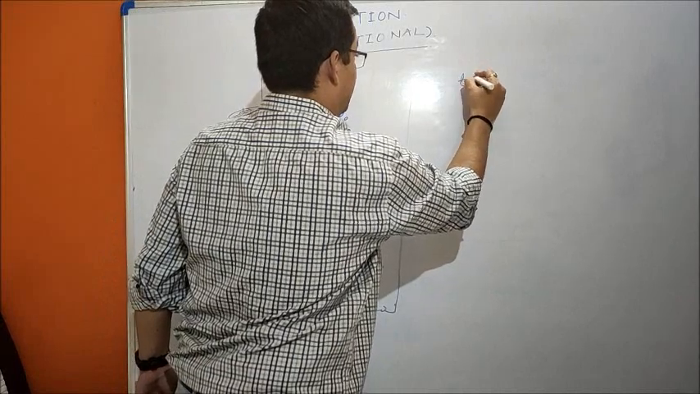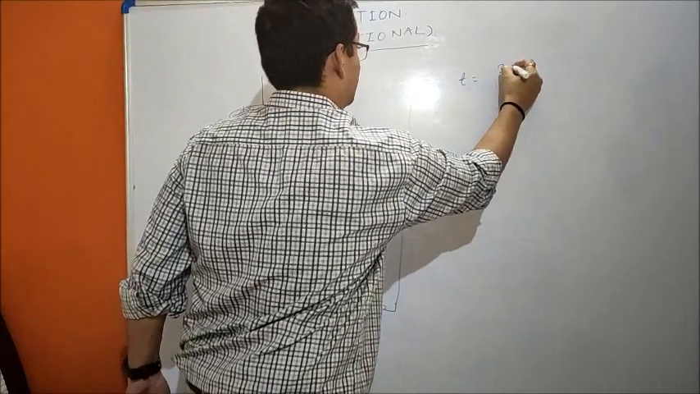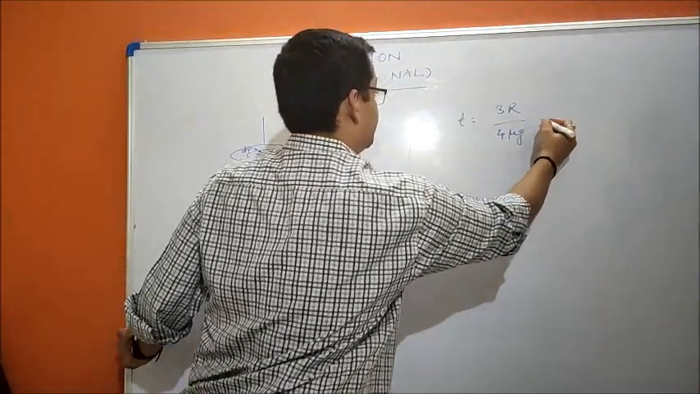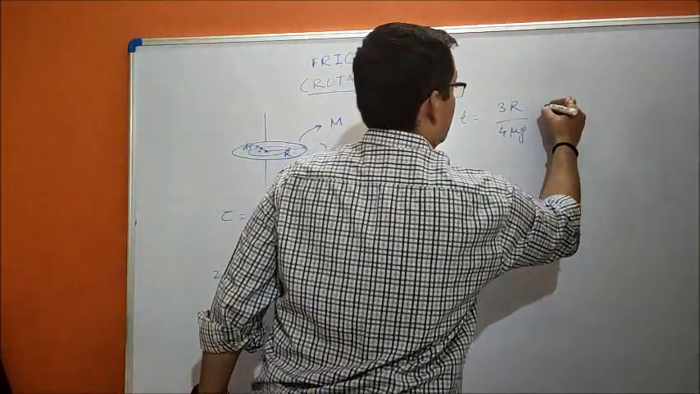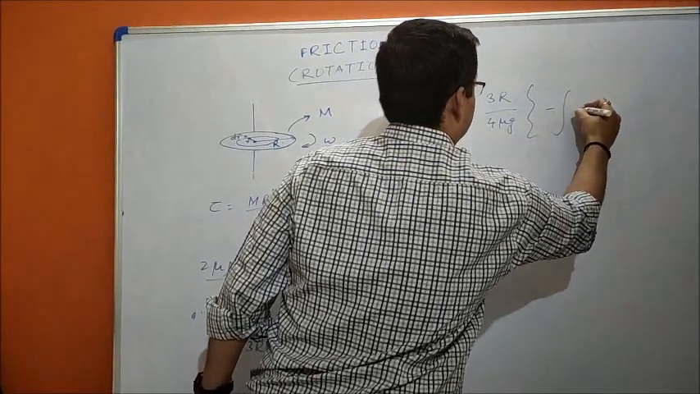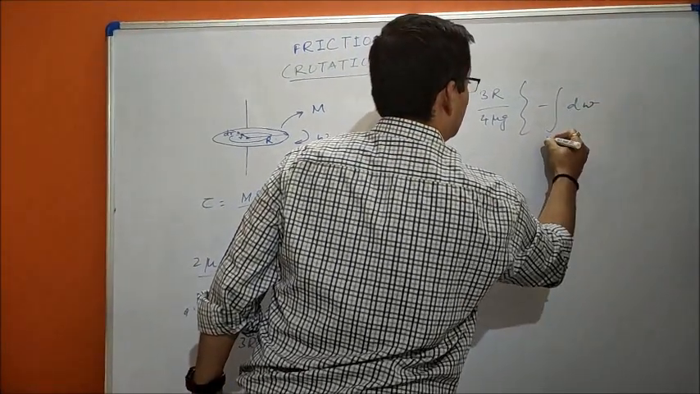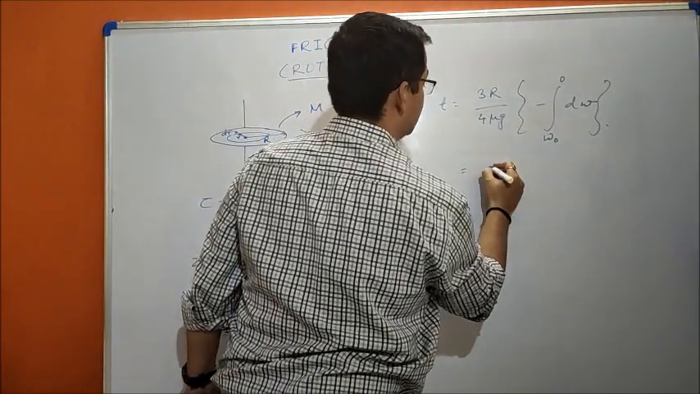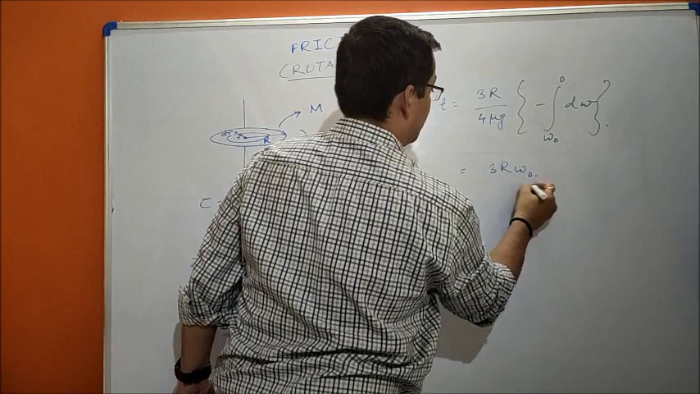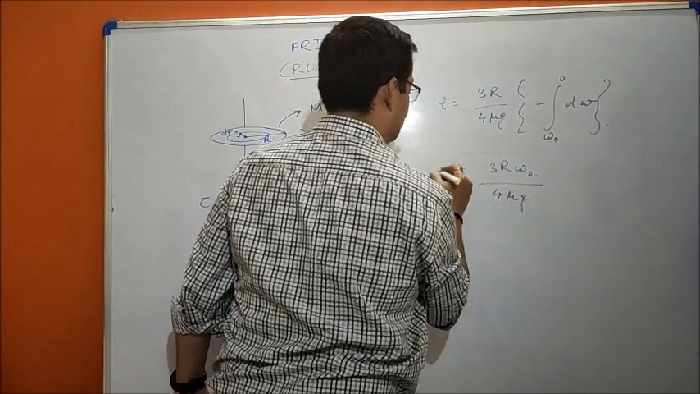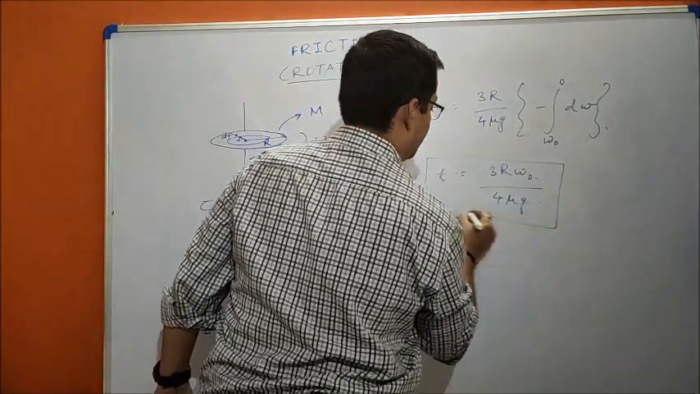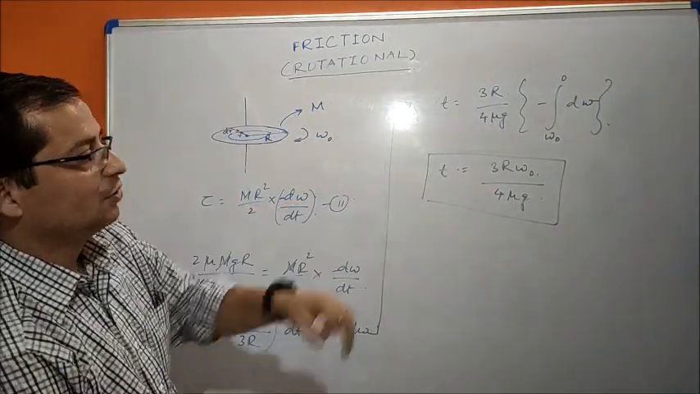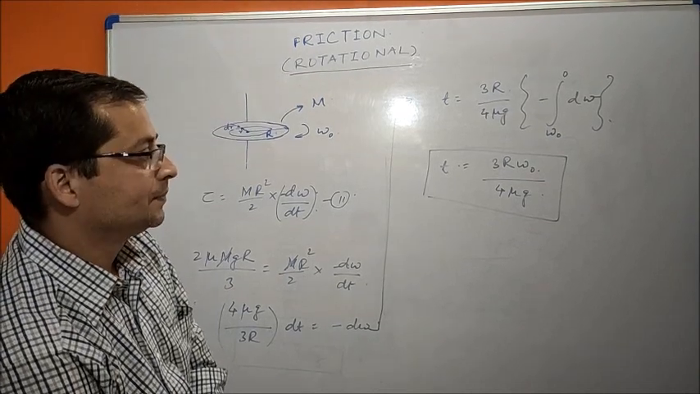So your t becomes 3r by 4 mu g multiplied with omega naught to 0, and this becomes 3r omega naught by 4 mu g. So this is the time required by the disk to stop, right? T is equal to 3r omega naught by 4 mu g. Okay.